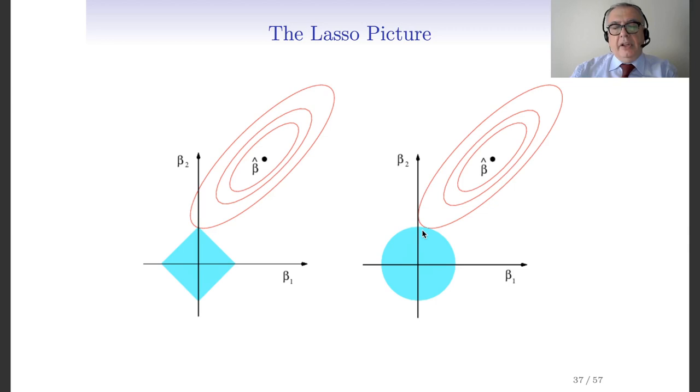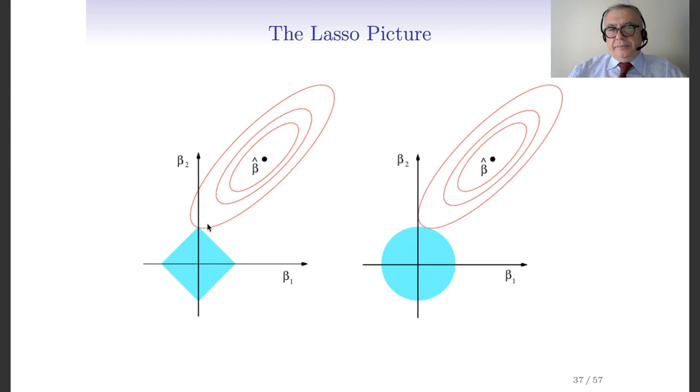Here instead you have these discontinuities, and in view of these discontinuities you can see that you are most likely to have that one of the betas is equal to zero. So if the point is here, you can see that here beta 1 is equal to zero. Instead, here the contact point between the level lines and the budget region, except for special cases, will be placed in correspondence of points where both beta 1 and beta 2 are different from zero.